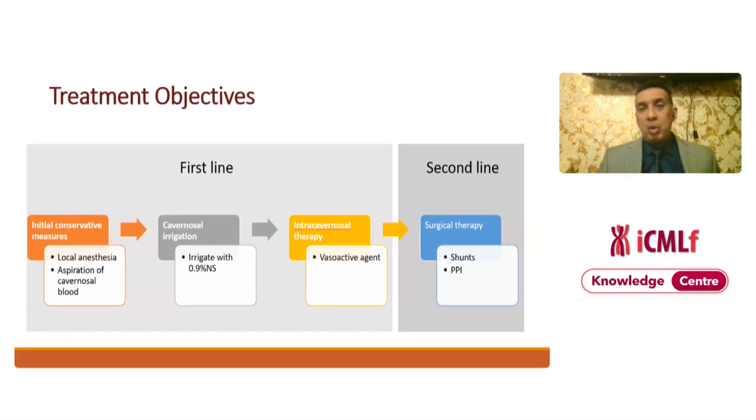To give you an idea about what you can do as a hematologist or urologist seeing patients with chronic myeloid leukemia presenting with priapism: the first line is usually initial conservative measures. We mean by these local anesthesia, aspiration of cavernosal blood, and then cavernosal irrigation with 0.9% normal saline. Then you can do intracavernosal therapy with a vasoactive agent. The second line treatment is usually surgical therapy, and this comprises shunts and PPI.